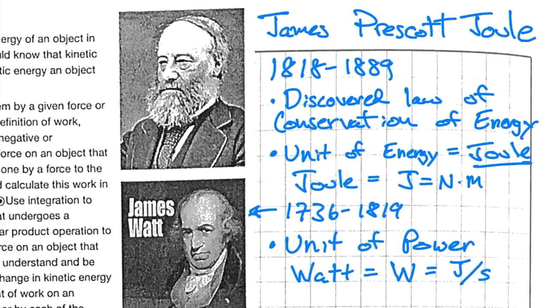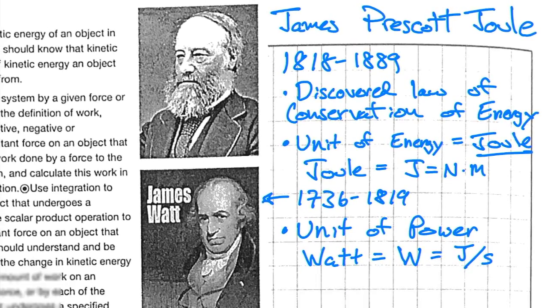The gentleman in the second picture is James Watt. He lived from 1736 to 1819, so he was Joule's predecessor. The unit of power is named in Watt's honor. A watt, a capital W, is a joule per second. I already see a connection between power and energy. It turns out that power is the time rate of change of energy.